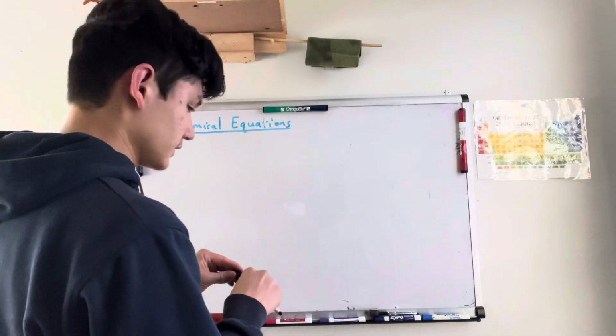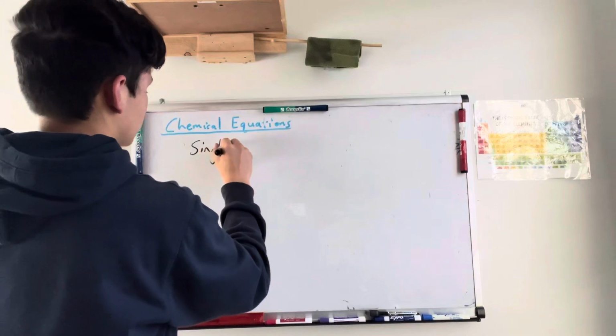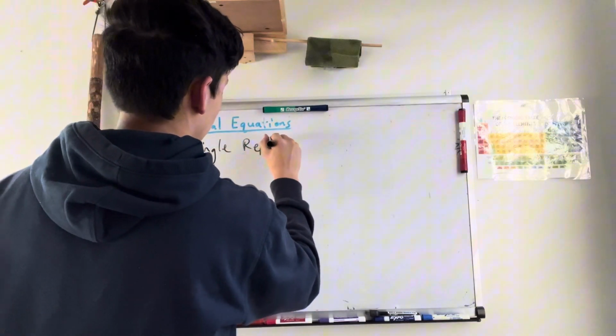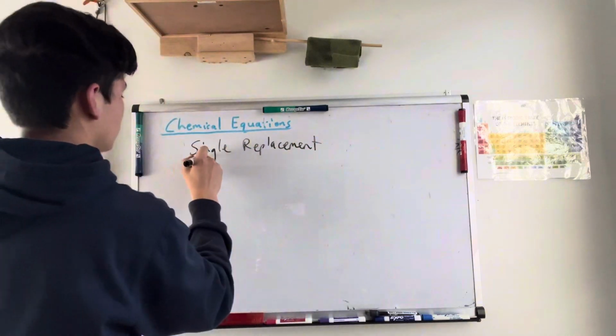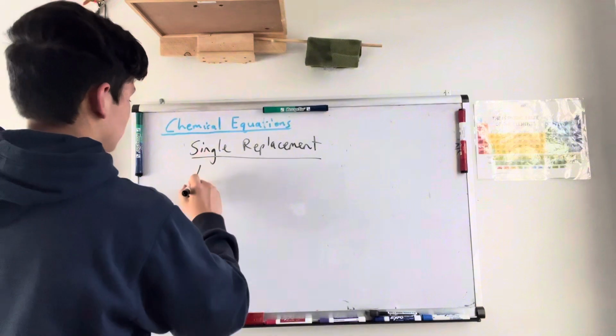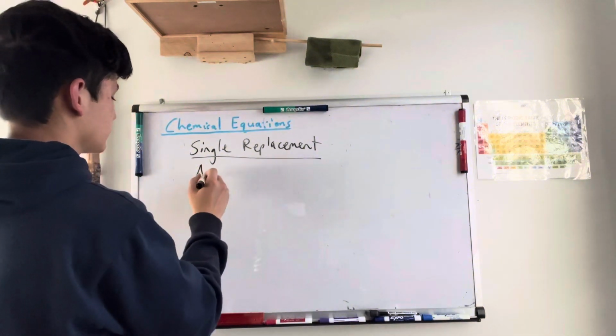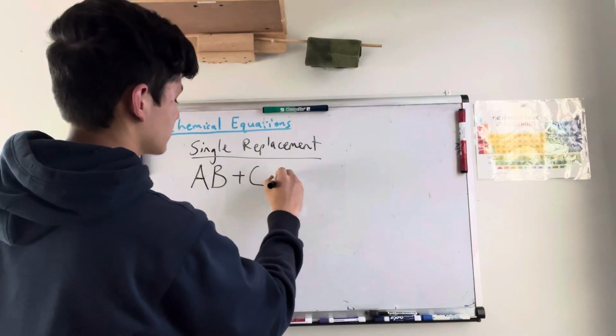Okay, so let's move on to what we call a single replacement reaction. Now, it's less ambiguous what single replacement means, but in general, it's exactly what it sounds like. We just need to model what we mean when we say that. So let's say we have compound AB reacting with C.